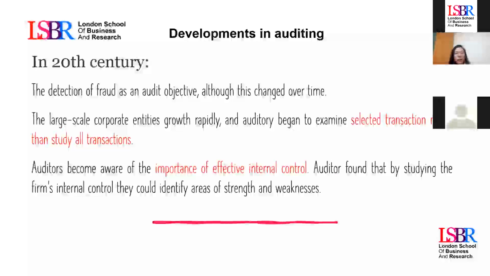Another development in the 20th century that is very important too, and that is related to the previous 2 points, is that the auditors become aware of the importance of effective internal control. Because if the company has a very huge or a very effective internal control, it means that most of the operation needs to pass a filter that reviews if all the process is following the correct steps.